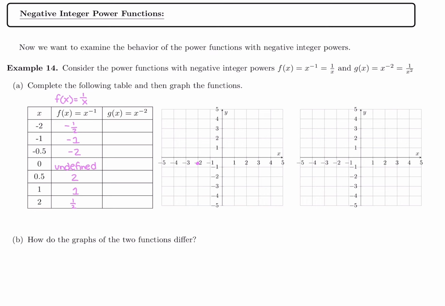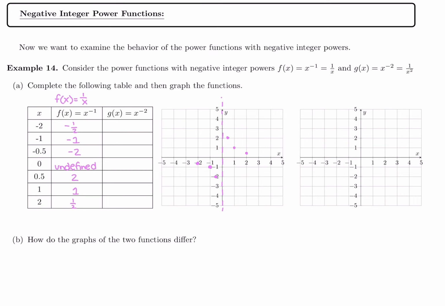Negative 2, comma, negative 1/2 is about right there. Negative 1 is at negative 1. If I plug in negative 0.5 for the x, my y value is down at negative 2. If I'm over at 0.5, I'm up at 2. Then I have 1, 1, and 2, 1/2. And then that undefined y value at 0 gives me a vertical asymptote, which we're going to talk a whole bunch about. But I can't plug in 0. I get a vertical asymptote there.